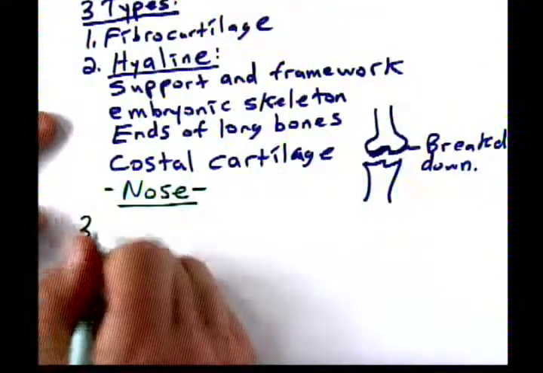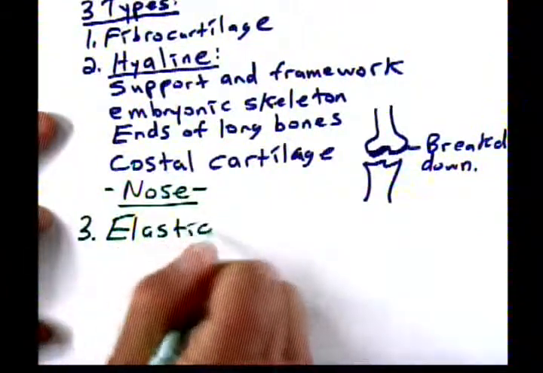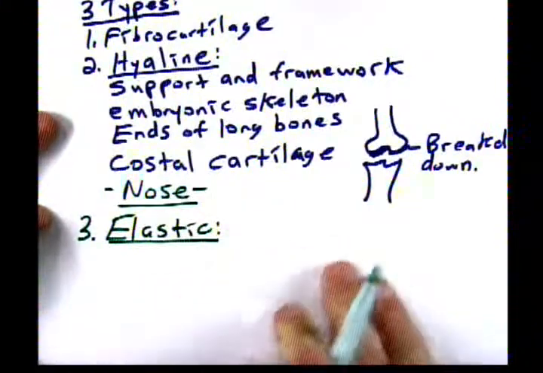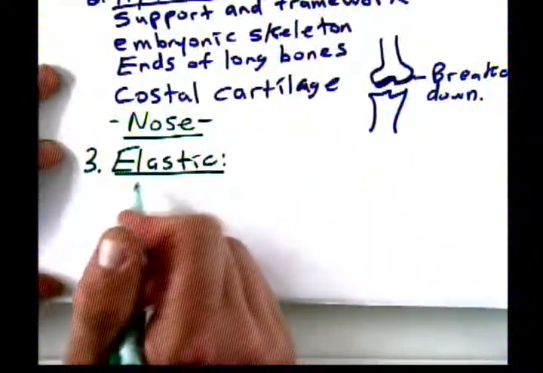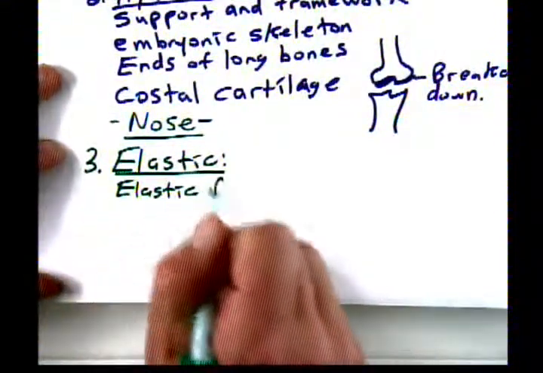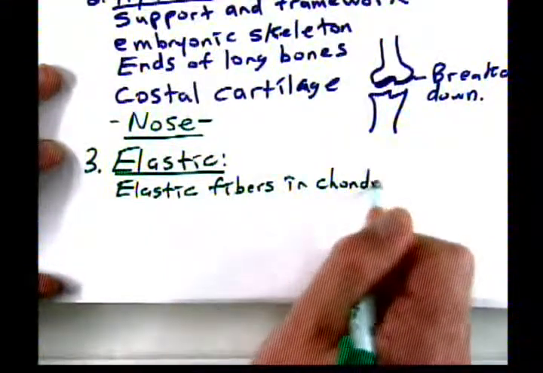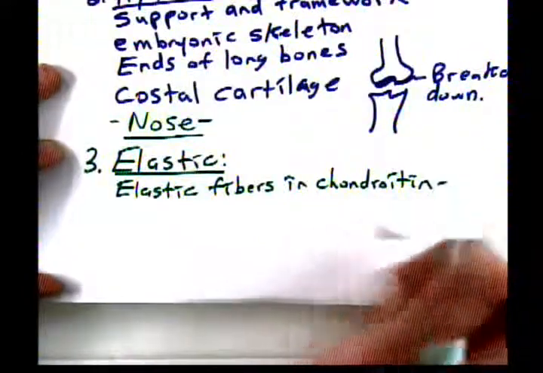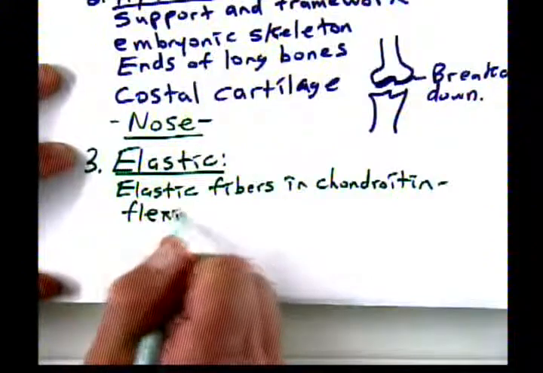And the reason I bring this up is that the last type of cartilage that we're going to deal with, the third type, is what's referred to as elastic cartilage. And the elastic cartilage, as its name denotes, has a lot of elastic fibers in the matrix, in the chondroitin. And so it has a lot of elasticity, allows for a lot of flexibility.